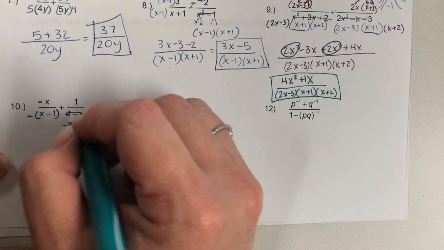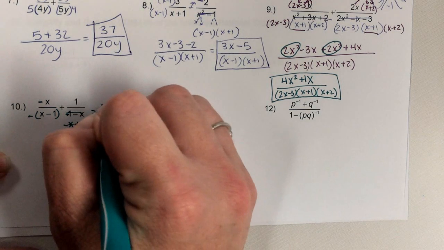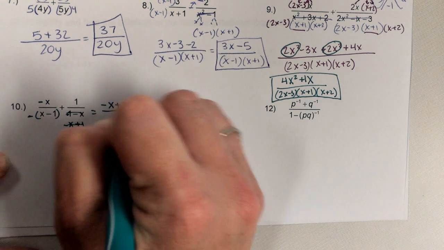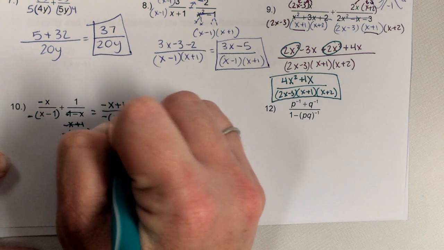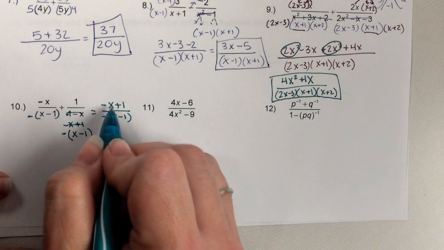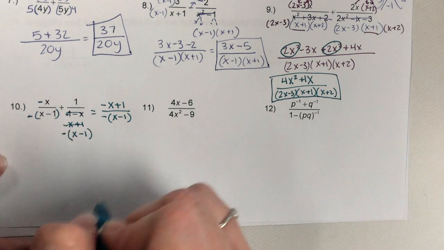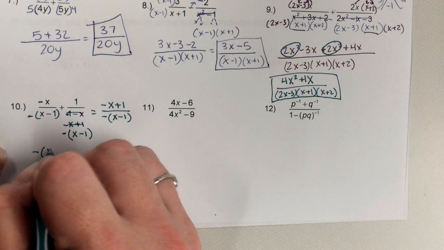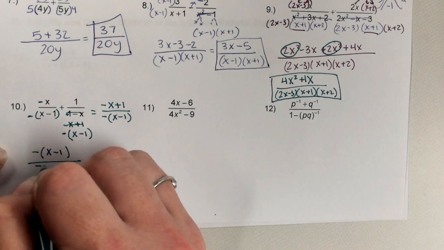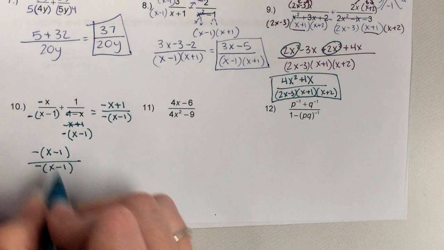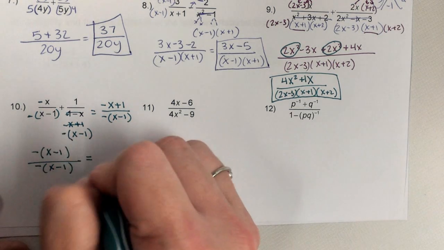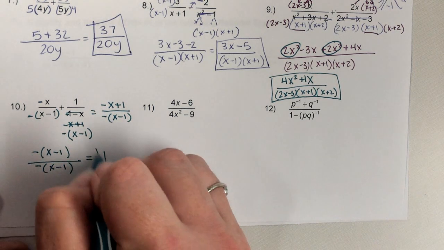Now they have a common denominator, and I have negative x plus 1 over negative x minus 1, and we have to take that negative out. So when I take that out, I get negative x minus 1 over negative x minus 1. Well, anything divided by itself is 1, and 2 negatives makes a positive.